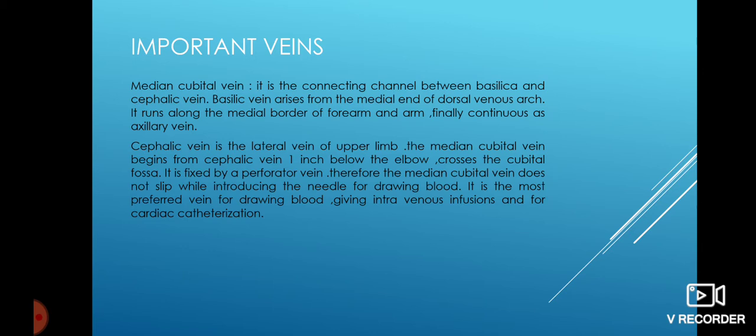The first is the median cubital vein, which is the connecting channel between the basilic vein and the cephalic vein. The basilic vein arises from the medial side of the dorsal venous arch, while the cephalic arises from the lateral side of the dorsal venous arch. The median cubital vein begins from the cephalic vein 1 inch below the elbow, crosses the cubital fossa, and it is fixed by the perforator vein. Therefore, the median cubital vein does not slip while introducing the needle for drawing blood. It is the most preferred vein for drawing blood, for giving intravenous injections, and for cardiac catheterization.